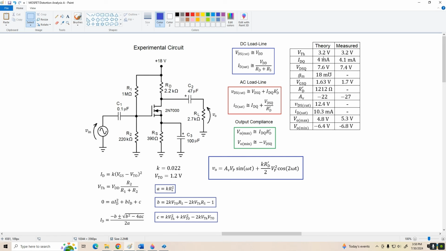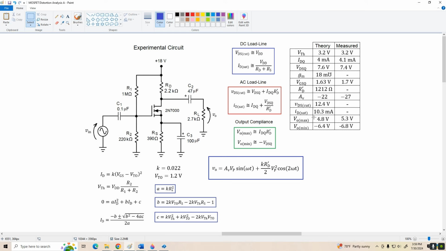Theoretically, the circuit should have come up at 4 milliamps. It actually was 4.1. Our VDS should have been 7.6, it's 7.4. VGS 1.63 versus 1.7. The gain theoretically was minus 22. We actually got a bit more at minus 27. And our output maximum and minimum voltage clipping levels came out to be a little bit better than the theoretical predictions.